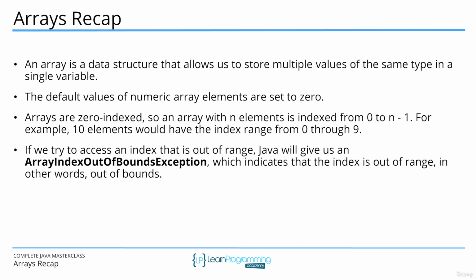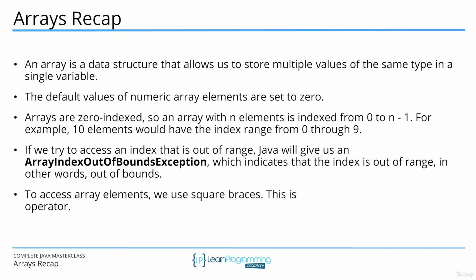If we try to access an index that is out of range, Java will give us an array index out of bounds exception, which indicates that the index is out of range, in other words, out of bounds. We're trying to access an element that is outside of what we've defined. To access array elements, we use square braces. This is also known as the array access operator.